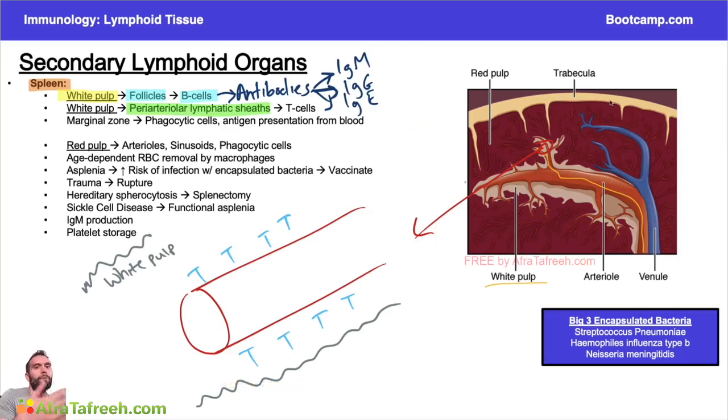The T cells here are going to be recognizing some of these antigens coming in, and we'll talk about all the details of what they're going to do. But for the purposes of this video: white pulp, follicles, B cells, periarteriolar lymphatic sheaths, T cells.